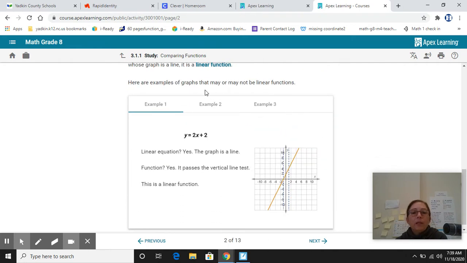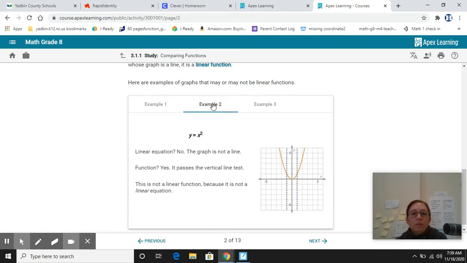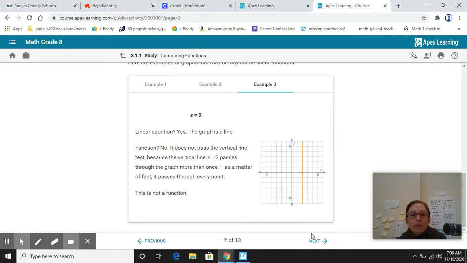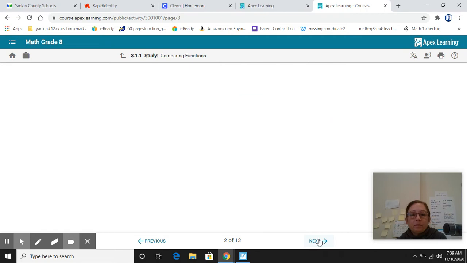Here are examples that may or may not be linear functions. So of course this one is a linear function. Let's look at example 2. This is not linear, but it is a function because it passes the vertical line test. This is a vertical line. It would definitely not pass the vertical line test because if you put a vertical line on top of this, it would go through every single point.